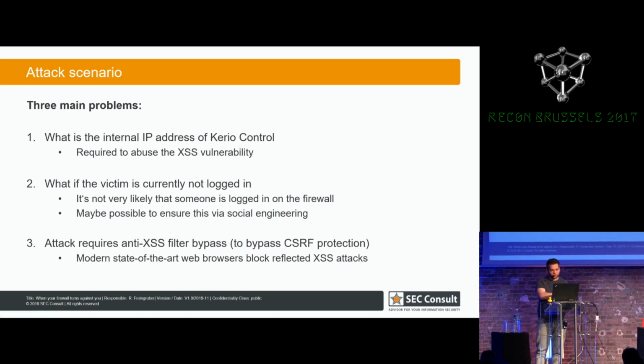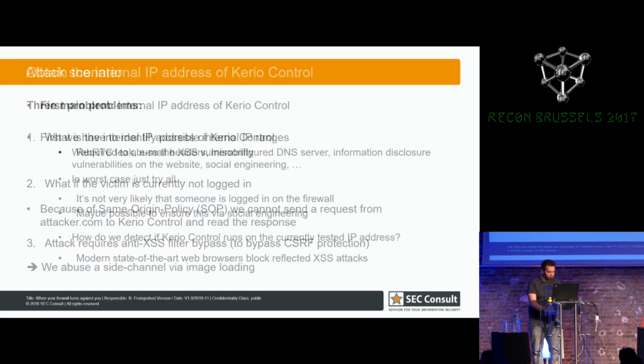So the first attack vector with the web stuff was just working against administrators, and for the second attack vector, I just wanted to make it work against every user because it's not so common that someone is logged in on the firewall. And of course, we also have to bypass the cross-site scripting filters or CSRF protection.